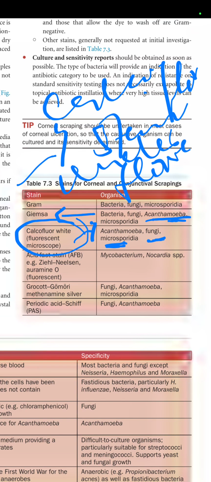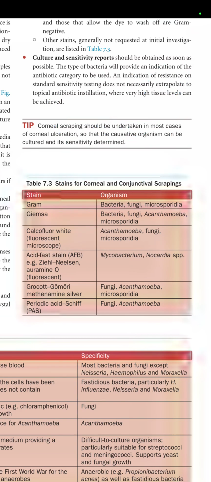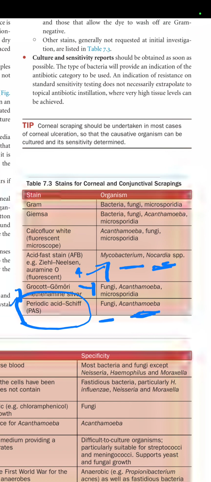it fluoresces. Then there is an acid fast staining that we know from our pathology lectures. The AF stain is used to determine the mycobacteria species or Nocardia species. Acid fast stain, for example, Ziehl-Neelsen or auramine O fluorescent. Then there is Grocott-Gomori methenamine silver that is used to determine the fungi, Acanthamoeba, and microsporidia.